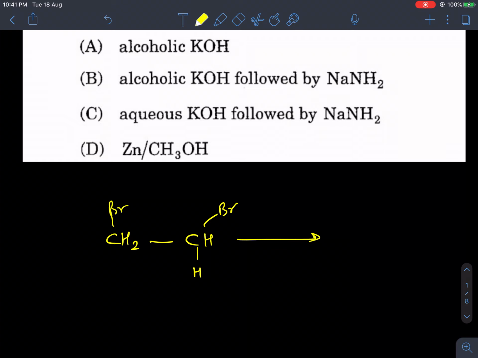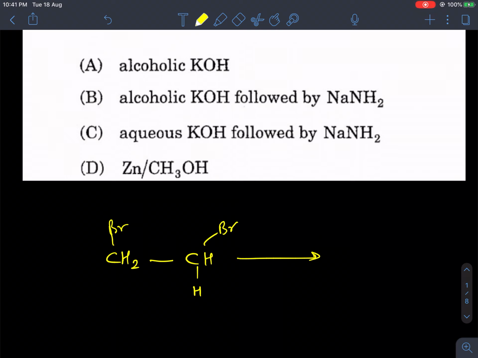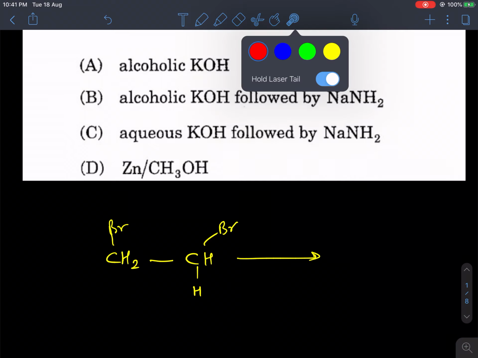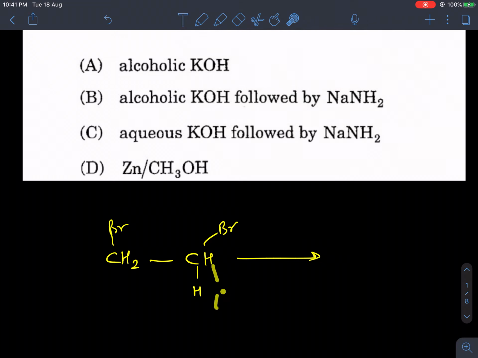So by which method can I go? If you are taking alcoholic KOH and if you are taking aqueous KOH, there is a difference. Look at this molecule, it is 1 degree, isn't it? And for a 1 degree alkyl halide, if a powerful base is not there, it prefers the SN2 reaction. For example, if I am taking OH minus in aqueous medium, then this OH minus is not as powerful as if the OH minus is taken in alcoholic medium.